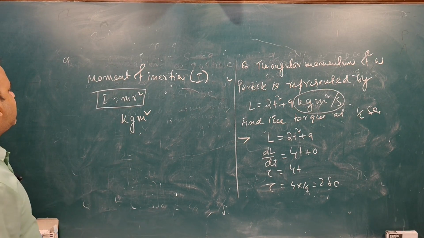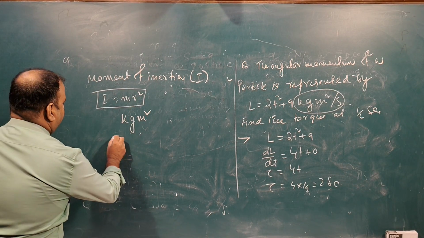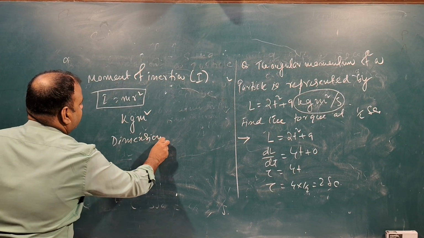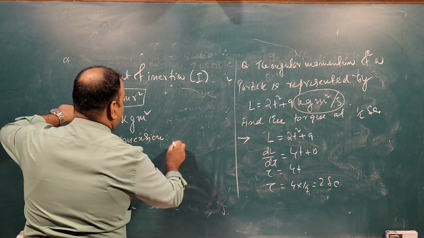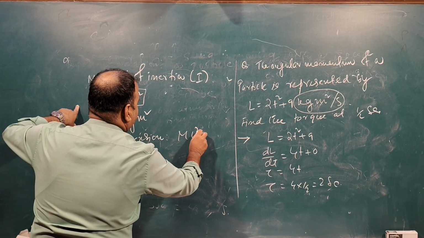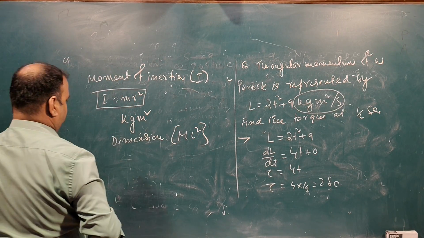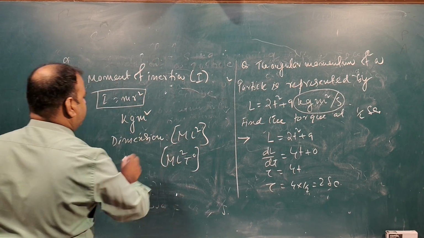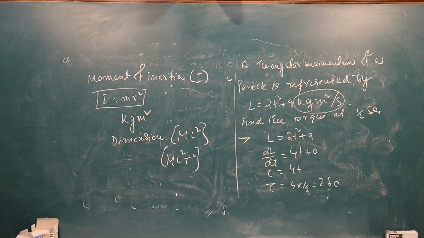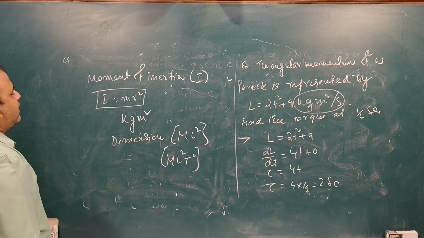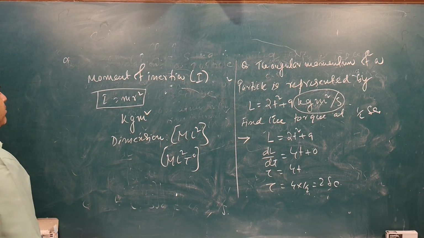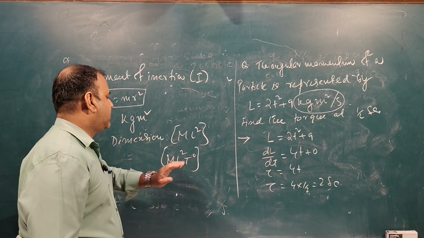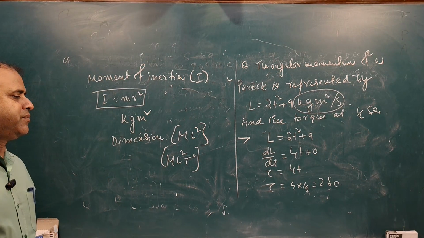So what is the dimension of the moment of inertia? The dimension will be M L square, and we can write T to the power 0 also. So this is the dimension of moment of inertia. We can express moment of inertia in terms of kg meter square, and the dimension will be M L square T to the power 0.